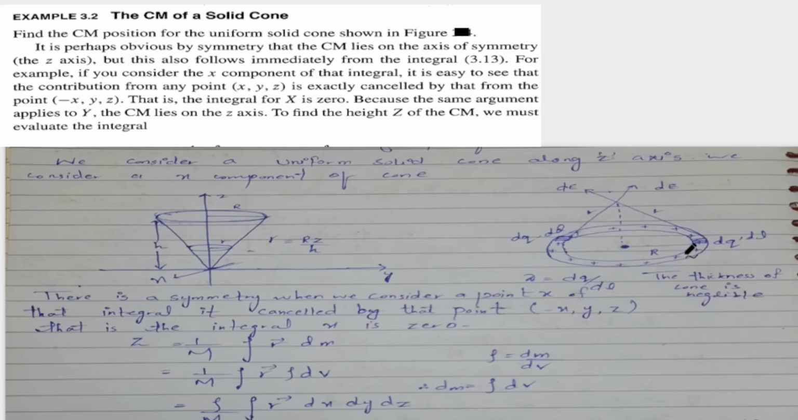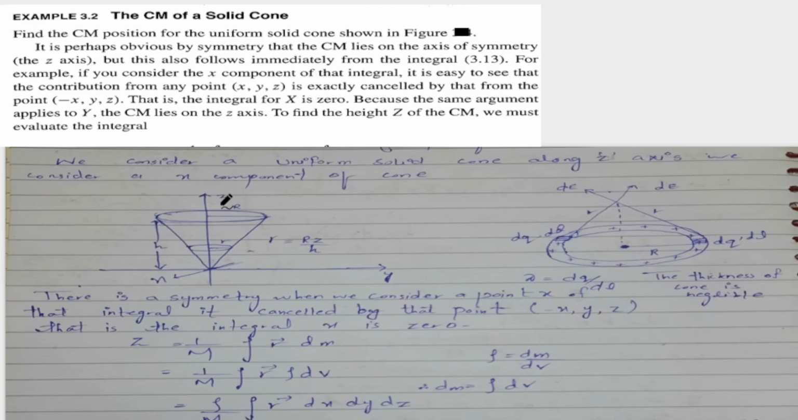When we talk about the density of these charges, this is the charge per unit length. And the thickness of this area is negligible. So according to this example, we have to find the center of mass of this cone, which is very easy.